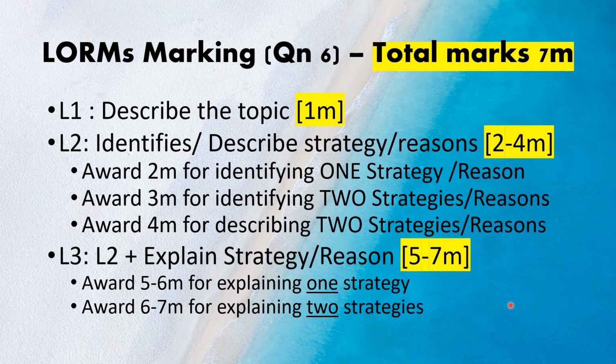So for both O level and N level, the total marks for the essay is 15 marks. You're able to get 7 marks for O level students if you are able to explain 2 strategies or two reasons, depending on the question itself.